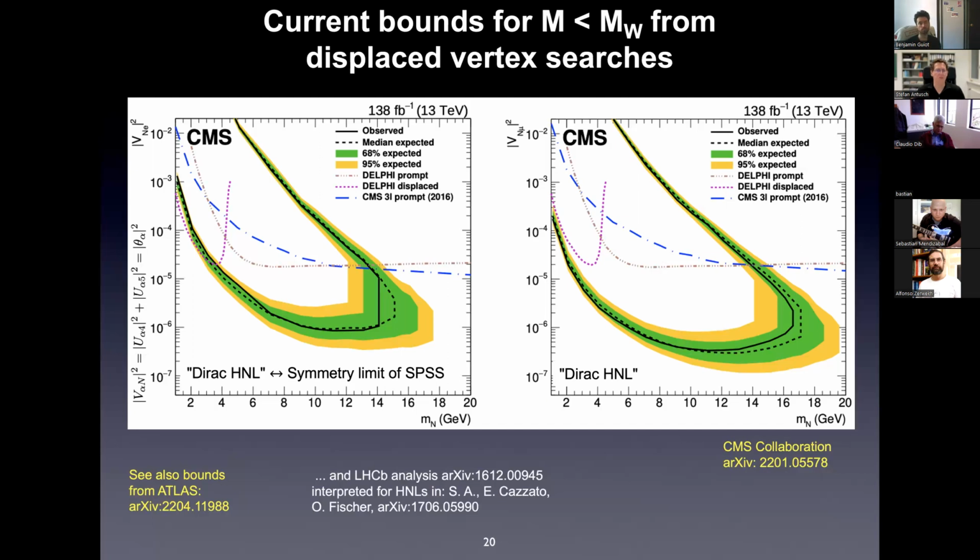Okay, so these are in fact the best sensitivities that one can have for sterile neutrinos. They go down roughly almost to 10 to the minus 7 for this parameter theta squared, the active-sterile mixing angle squared.